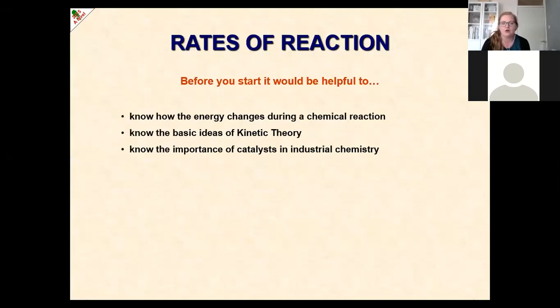So before you start for this one, it's really important to know how the energy changes during a chemical reaction. So thinking about bond formation, bond dissociation, know the basic ideas of kinetic theory, and then know the importance of catalysts in industrial chemistry. So there's something to think back to at GCSE. You think, oh yeah, no, I can remember this. Catalyst, remember, lowers the activation energy, increases the rate of a reaction.